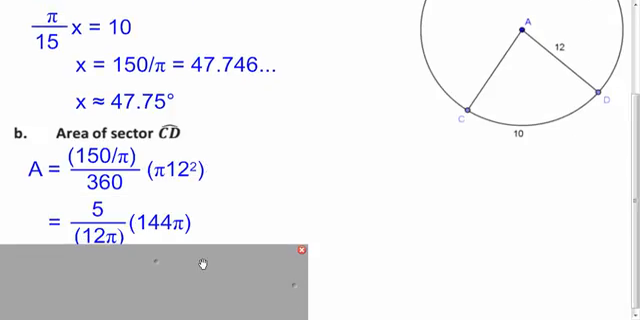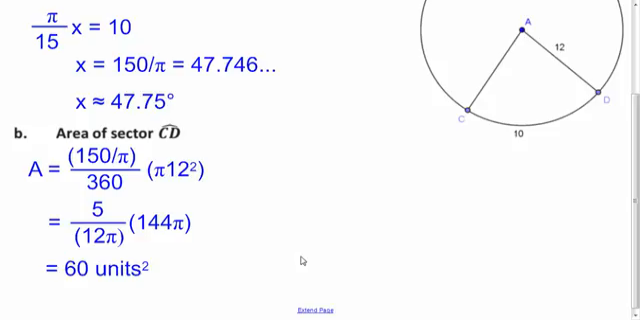And if we simplify a little bit, over here, this fraction is 5 over 12 pi. And this is 144 pi. So the pi's cancel out. So 5/12 times 144 gives us 60 square units.